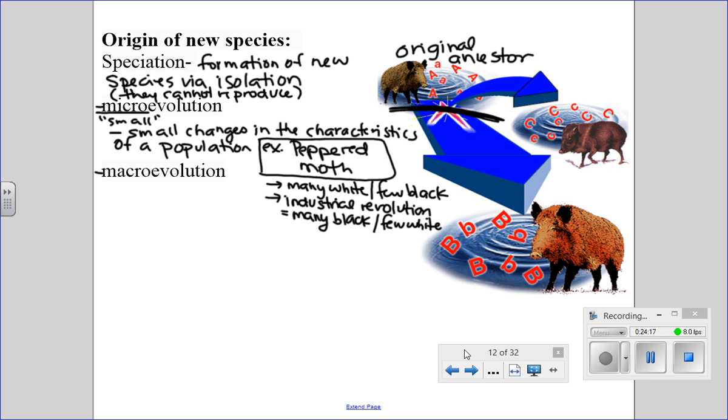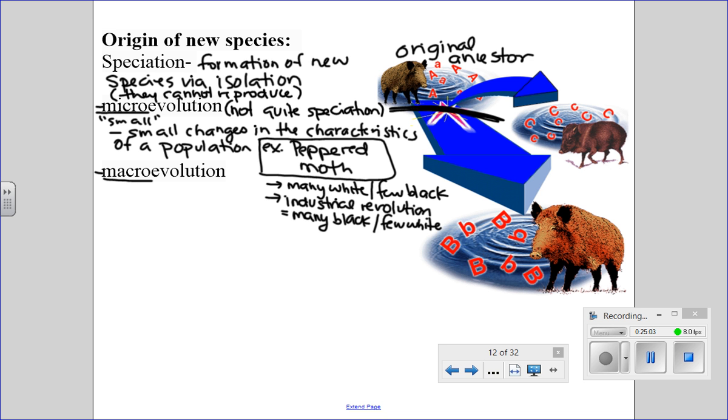What we saw was that during the Industrial Revolution, where pollution started being more prevalent, especially things colored darkly like soot, this would cover the trees, and now black moths were more well camouflaged, and so their numbers increased in the population because they were able to survive and reproduce, and the number of white moths decreased. So microevolution is not quite speciation. It might lead to the formation of a new species eventually, but microevolution doesn't mean that a new species has formed, just that in a population, which means one species, we see changes in the characteristics.